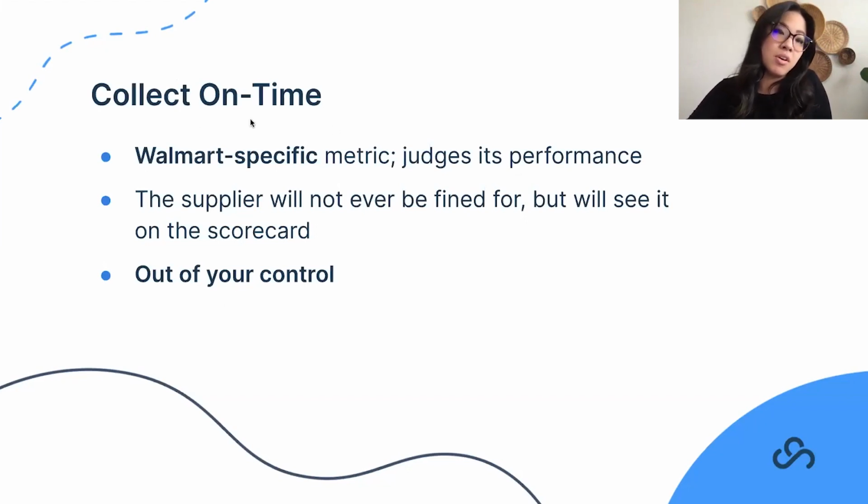One other thing I'll call out on collect on time: just make sure that you know why your scores are maybe not where you want them to be. We've worked with suppliers whose buyers will not be super happy about an OTIF score until they're like, whoa, whoa, whoa, it's collect on time. Don't yell at us, this is a Walmart issue. And they're like, okay, fair enough. So just make sure you understand the breakdown of your scores.